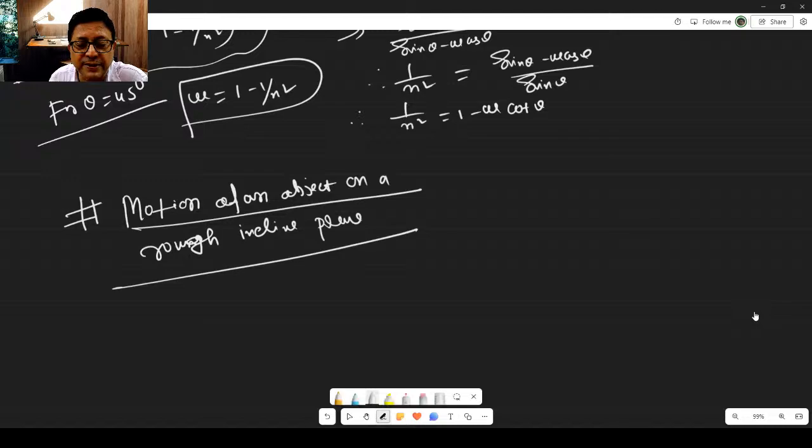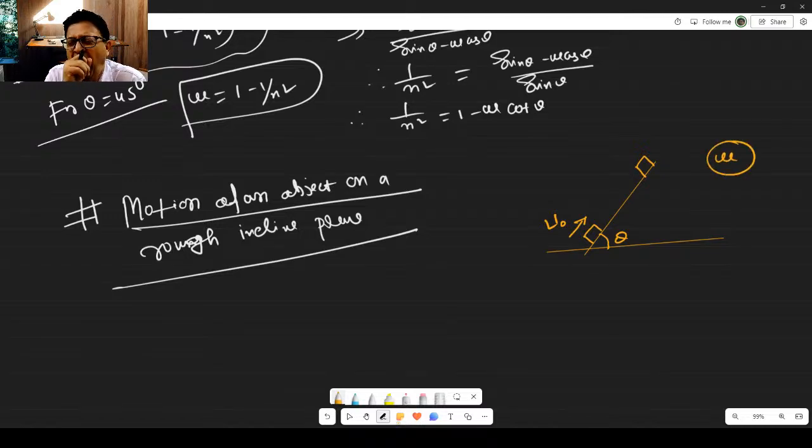I am drawing the situation. Before you solve difficult problems, this is a very important concept. What have I told? From the bottom of this incline, an object is thrown with velocity u0. Okay? It is being thrown up. Given coefficient of friction is mu. How much distance can it travel before it stops?